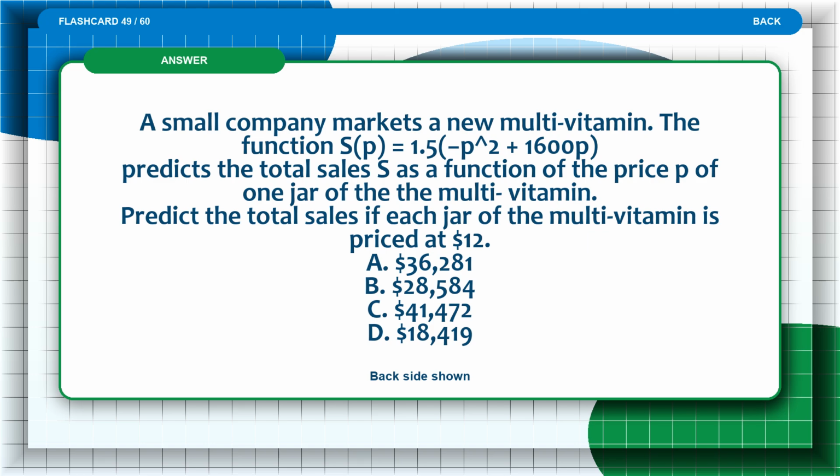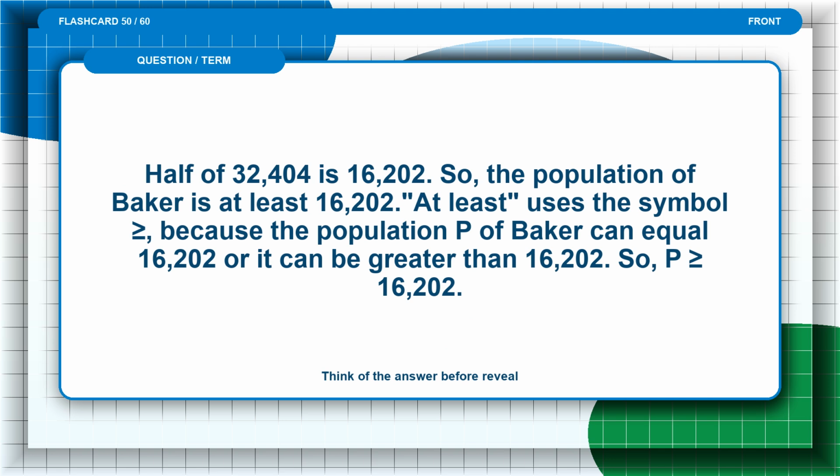A $36,281, B $28,584, C $41,472, D $18,419.